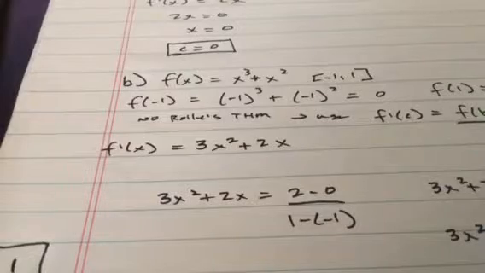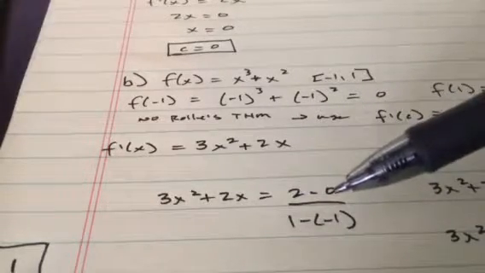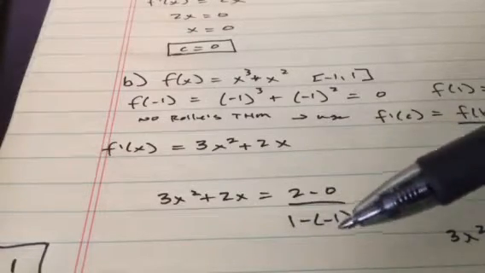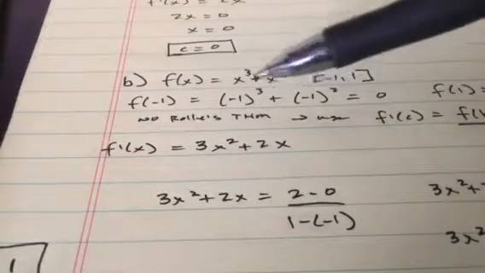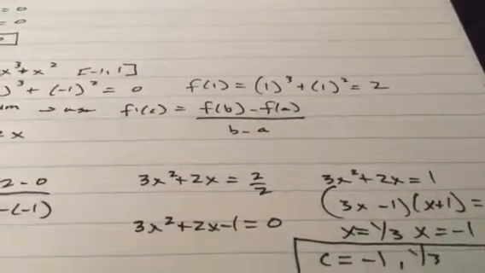And then, folks, we also need to, so this is the right side here. This is the f of b minus f of a all over b minus a. I need to take the derivative of my function. So this would be power rule, 3x squared plus 2x. And I need to clean up that right side. That's going to be 2 over 2, which is 1.